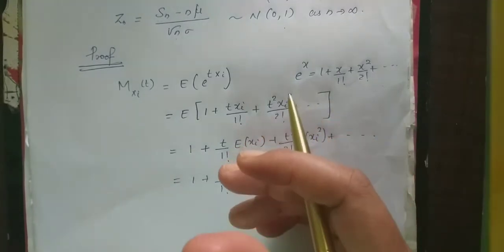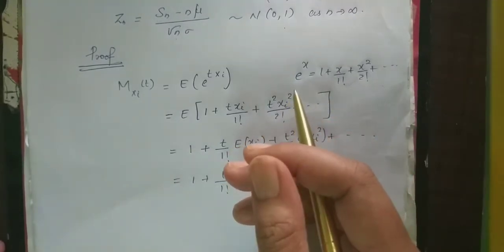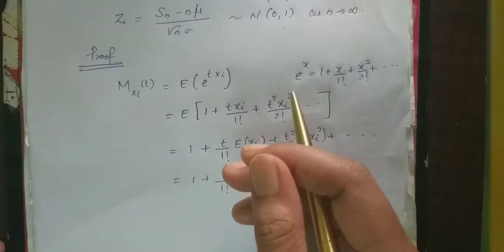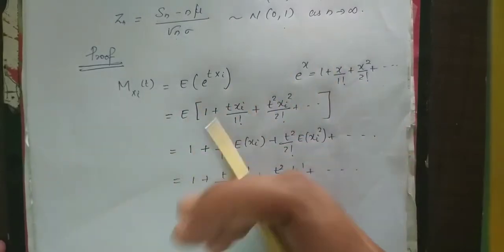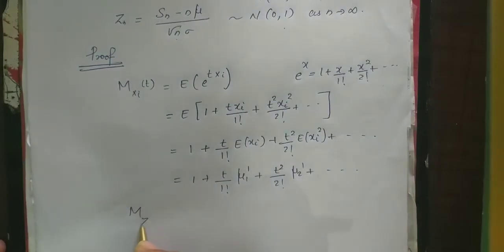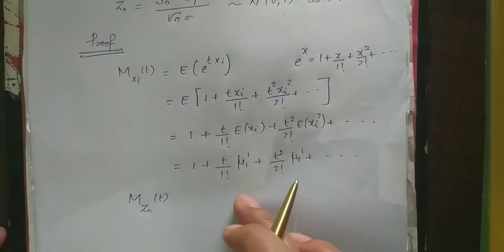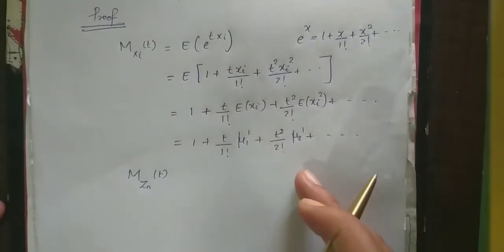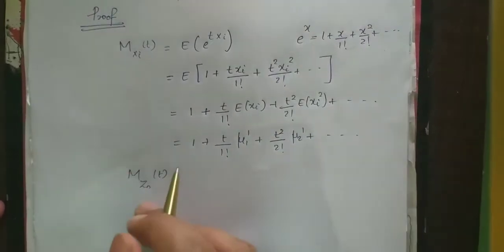As we have studied in binomial tends to normal, we have used the MGF technique. So, the same technique we are applying here also. So we are writing this. We have to show that M Zn(t) tends to the MGF of normal as n tends to infinity. So we are starting from here.